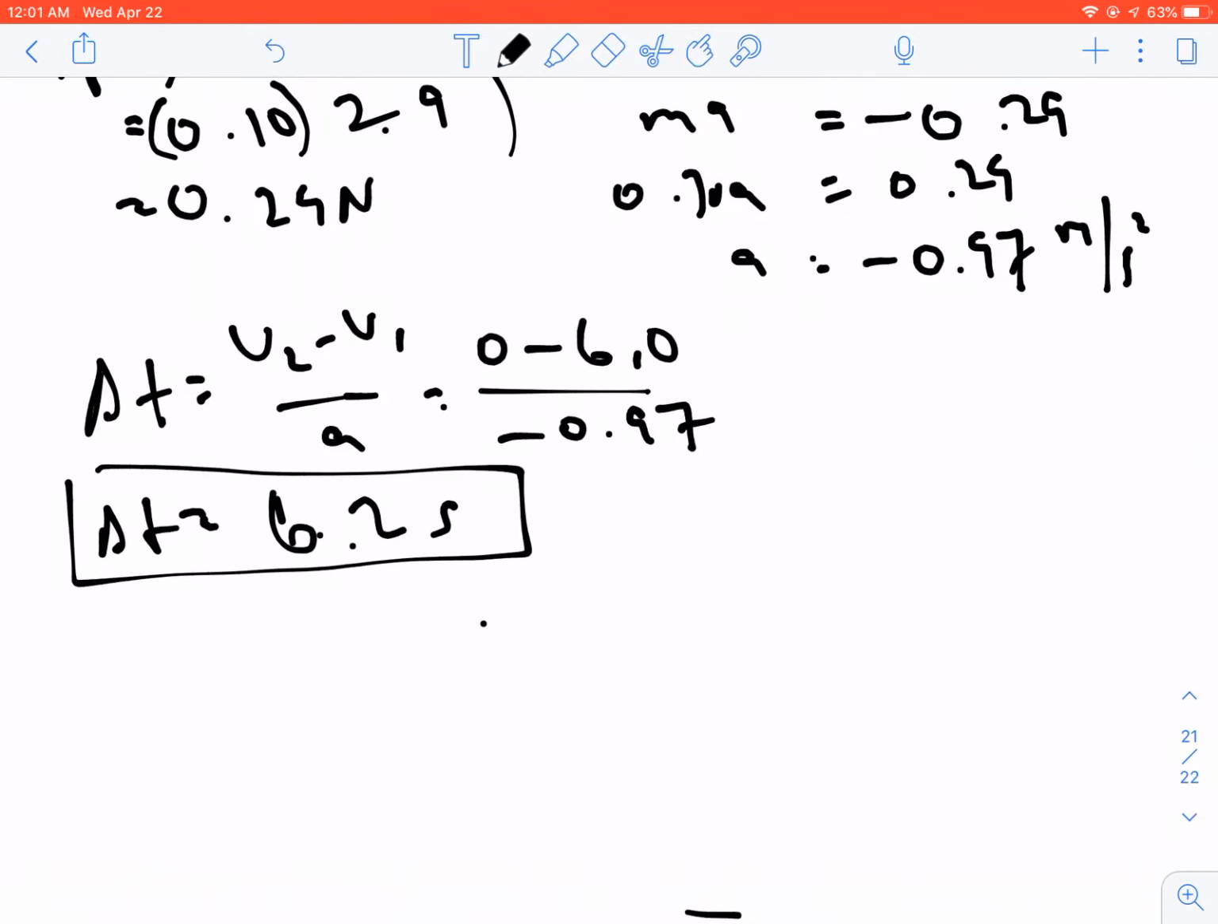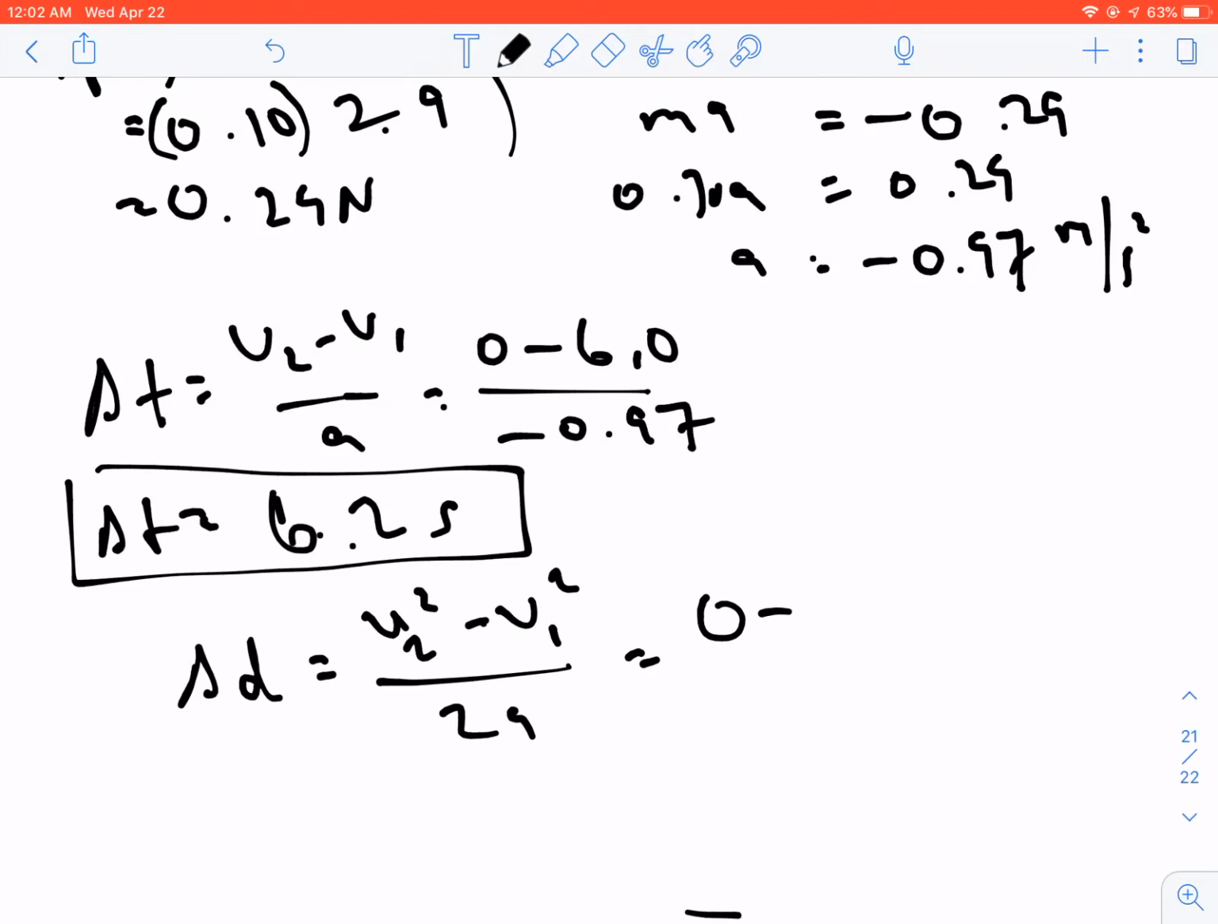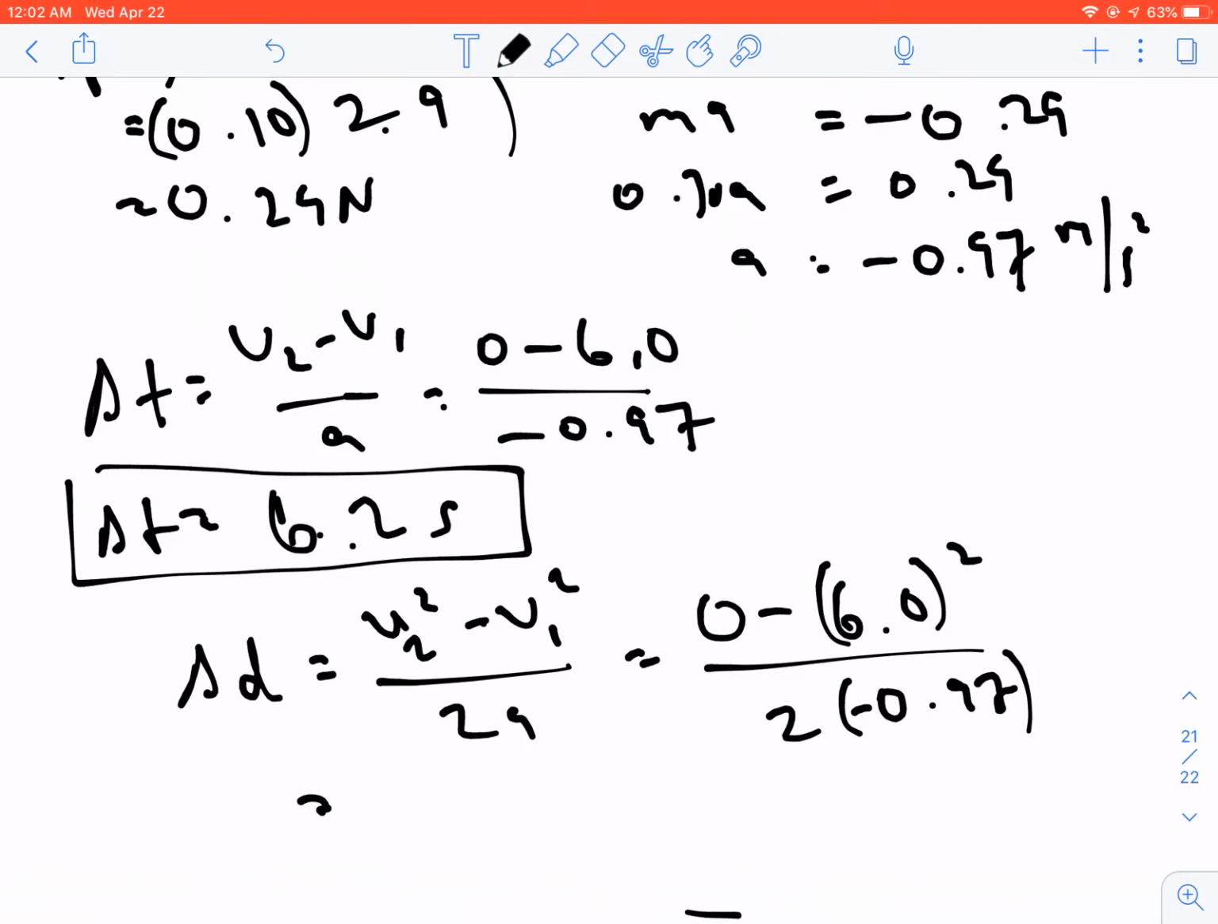The other part of the question says, how far will it travel across that rough ice before it stops? I'm going to use V2 squared minus V1 squared over 2A, because I know V2 from the question, V1 from the question, and I've just calculated A. If I use the time, it means I've used A to calculate T, and now I'm using T to calculate D. Let's not do that. I'm going to choose the one that's going to give me the least amount of error. V2 is 0 squared minus V1 squared, 6 squared, over 2 times the acceleration, negative 0.97, and I'm getting a distance traveled of 19 meters.